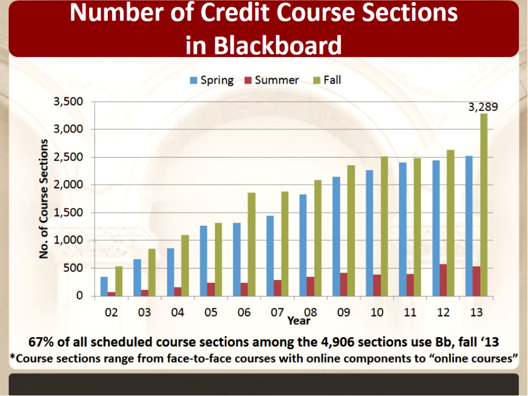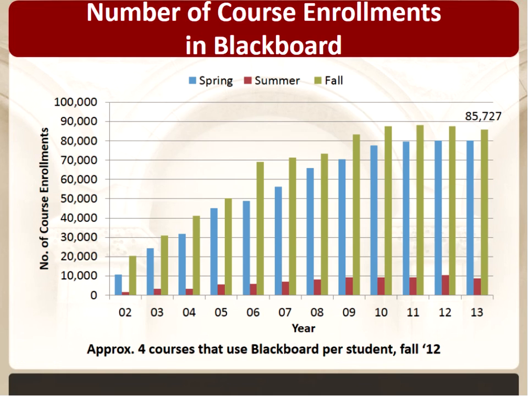And then here's the growth in course sections. We saw actually quite a significant jump in that this last fall, from last fall to this fall being the green bars. And we're up to 67% of course sections. And then 85,000 individual enrollments. So this is students enrolled in multiple courses at a time. And that comes out to just over 4 classes per student, which for many of our students could be all of their courses then.